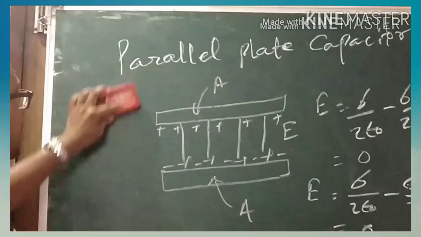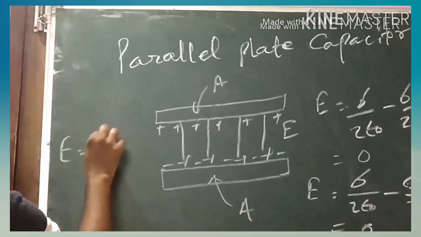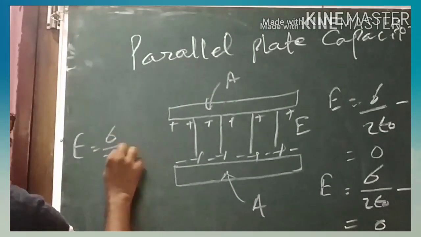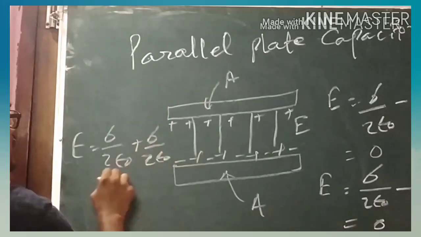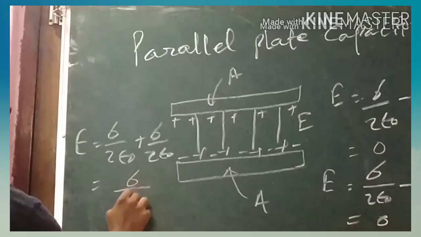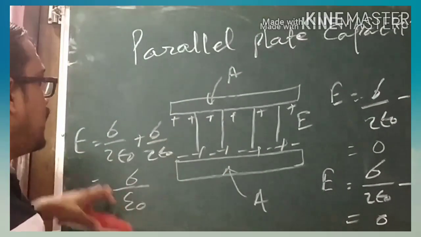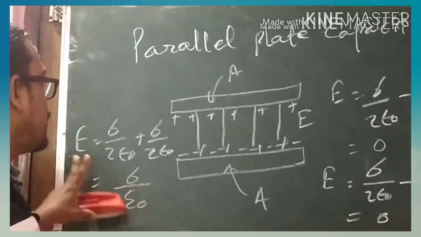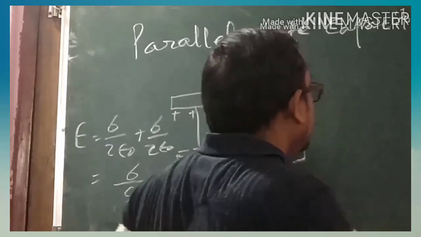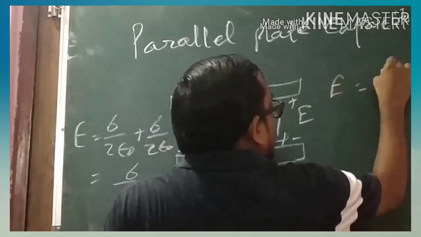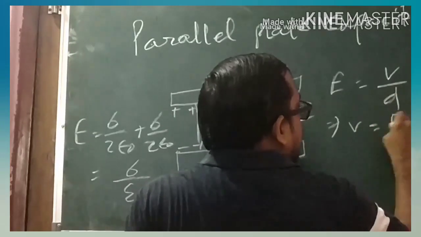So now in this case, in between the two conductors, the net electric field will be equal to sigma by 2 epsilon 0 plus sigma by 2 epsilon 0. So this will be equal to sigma by epsilon 0. That means in between the conductors, the net electric field will be equal to sigma by epsilon 0. We have got the value of E. Again, we know E equal to V by D.